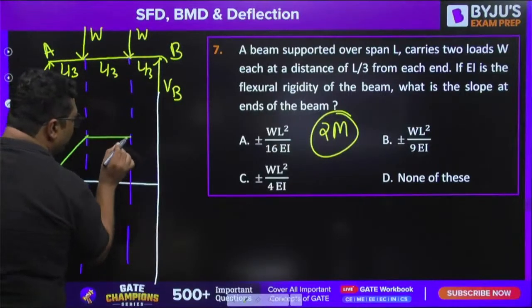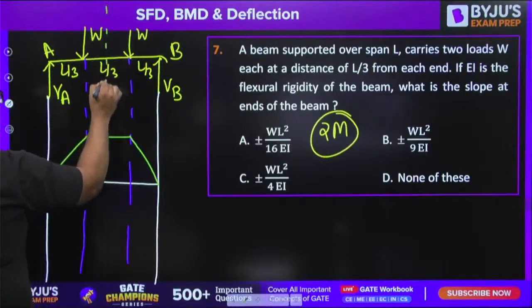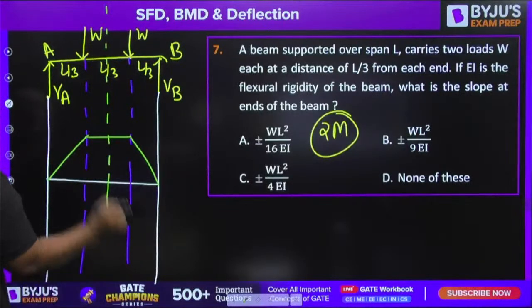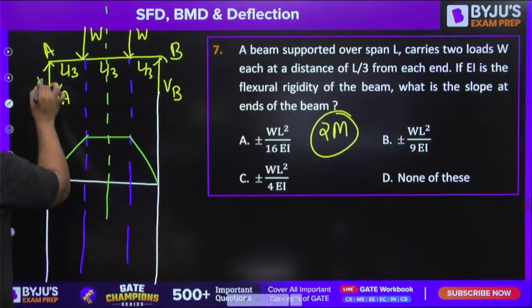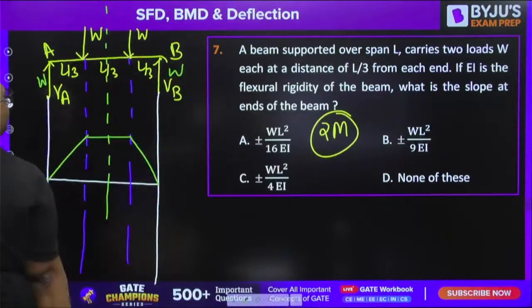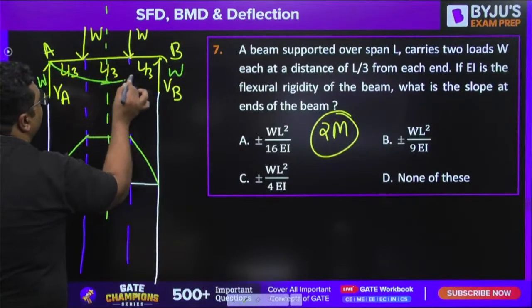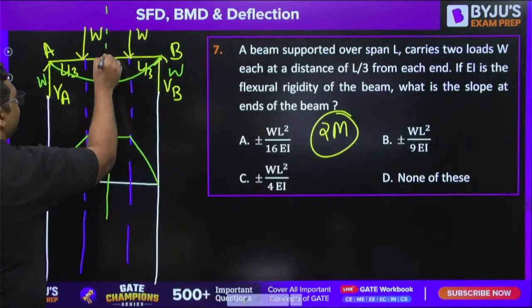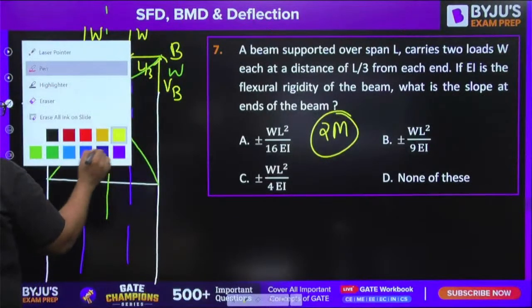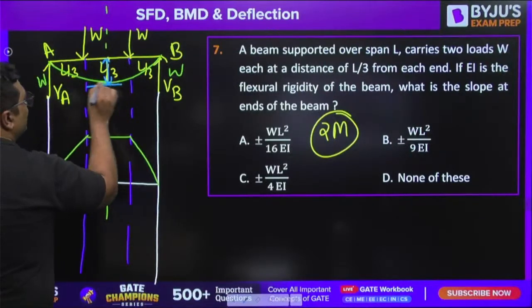This is going to be the bending moment diagram. You know that symmetry is there. So because of symmetry, this support reaction will be coming out to be W and W. And you know that the deflection diagram is this. This is going to be the maximum deflection and zero slope.